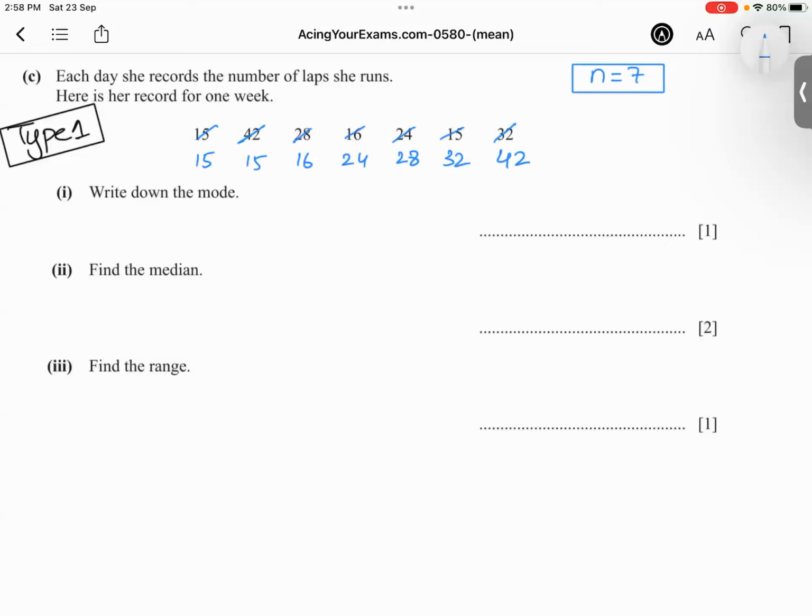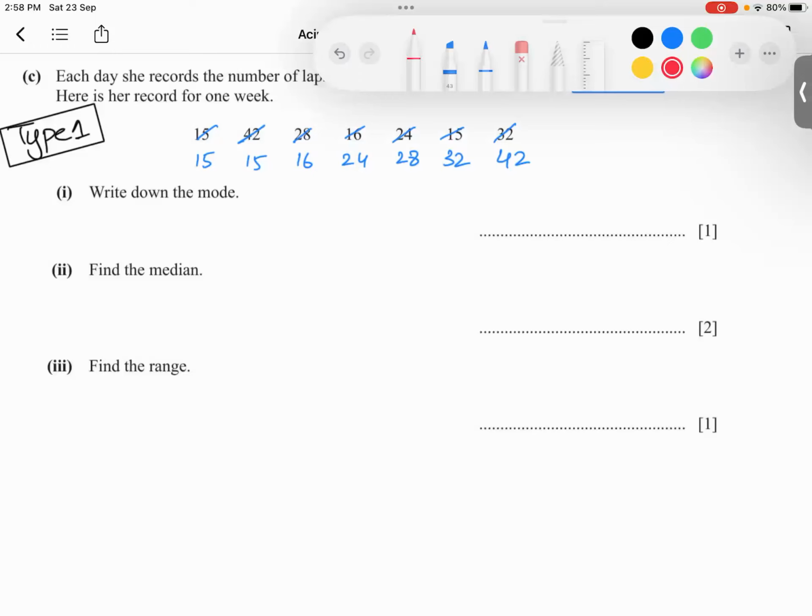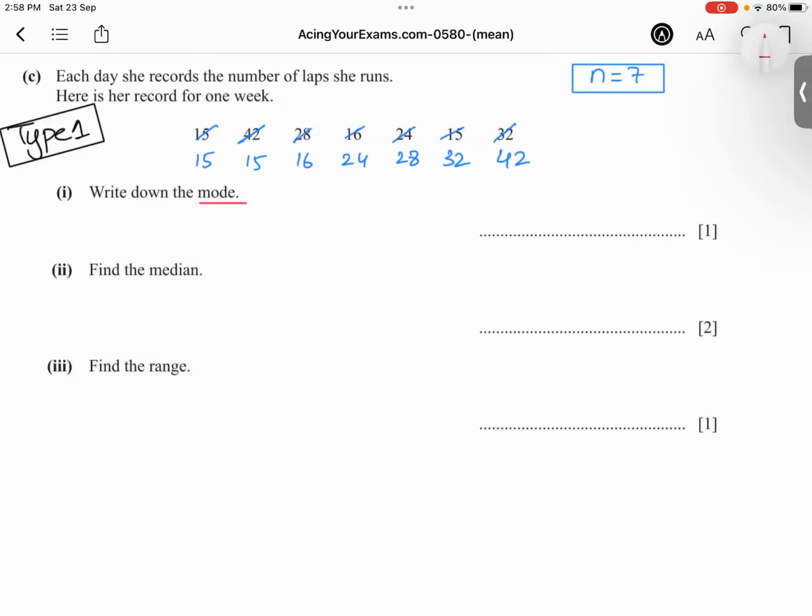So I'm clear now what this is all about. Now, according to the examiner, write down the mode. So what is mode? Mode is the most repeated value of the data. Okay, we will revise these things one by one as well. So according to this question, 15 is repeated 2 times. So that is the reason 15 is the mode.